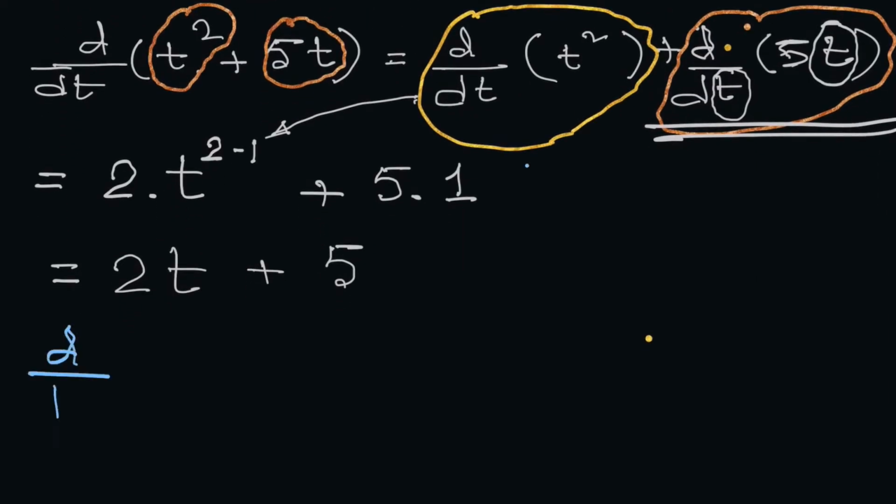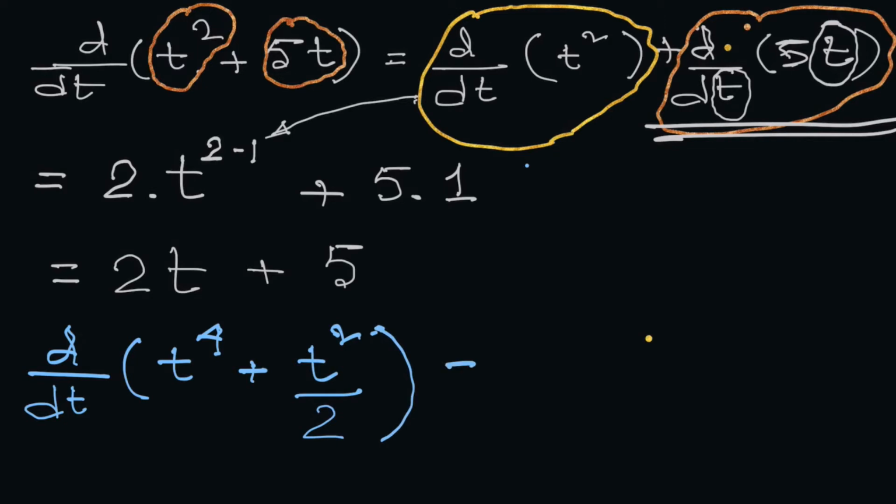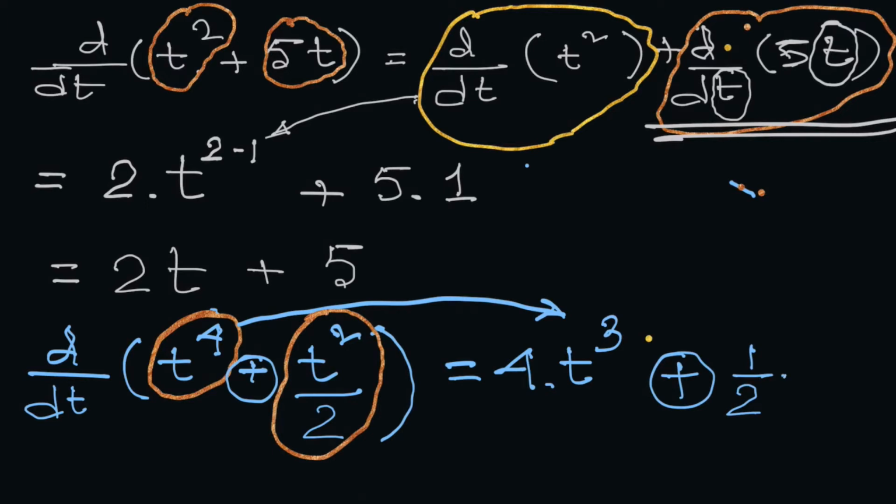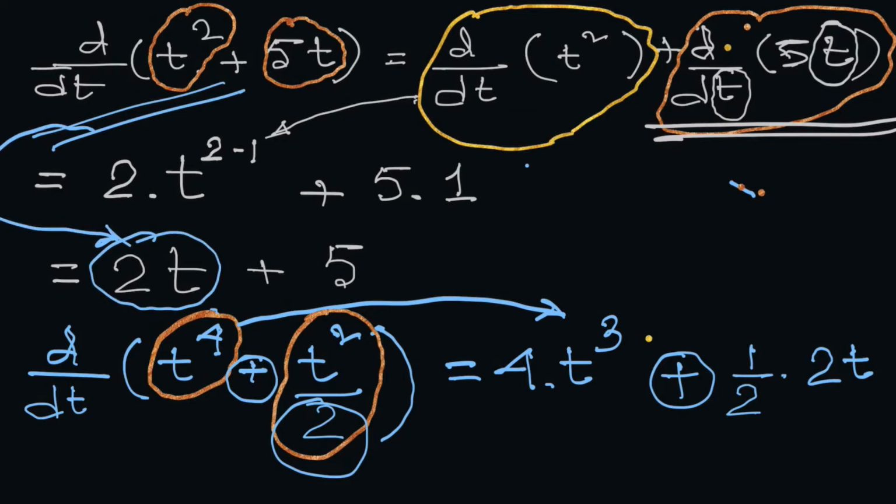Now, let us do this thing. d/dt of t to the power 4 plus t square divided by 2. Now t to the power 4, treating separately, will give us 4 into t to the power 4 minus 1, that is 3, plus t square by 2. Here half is a constant, then remains t square. So t square gives 2t. We have already done this. Anyway, so it becomes 4t cube plus 2 and 2 cancel, t only. 4t to the power 3 plus t.